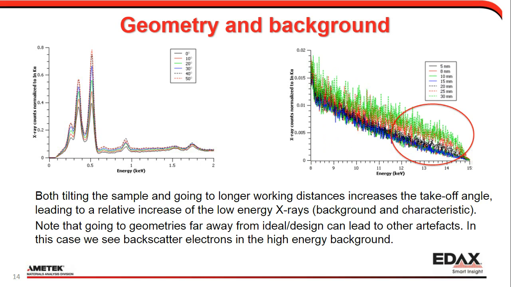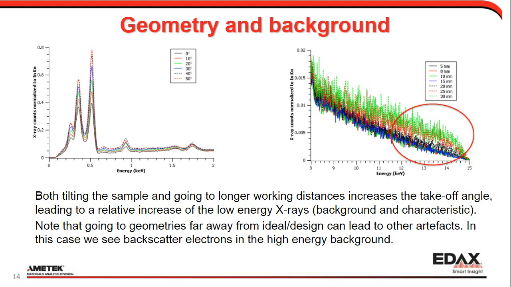If you look at this background tail, you see most of them trail off nicely towards 15 kilovolts, my extraction voltage. I don't have any charge buildup. But if you look at the very long working distances, 25 and 30 millimeters, you can see I have a bump starting to develop at the high energy range. This is backscatter electrons. This is bad for all practical purposes.